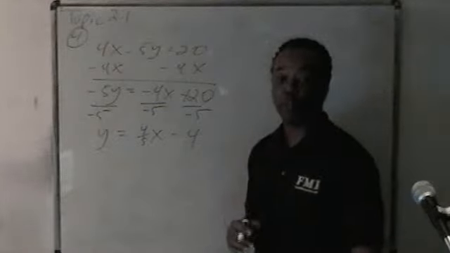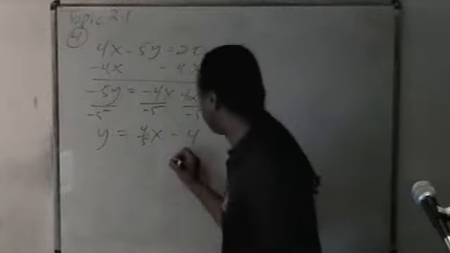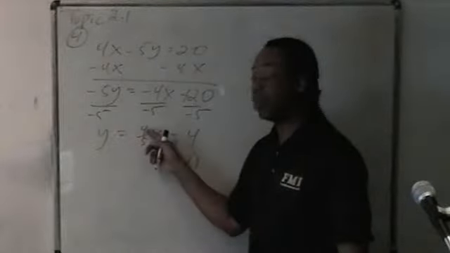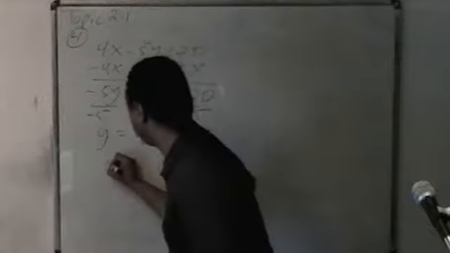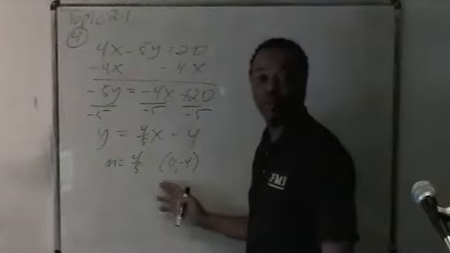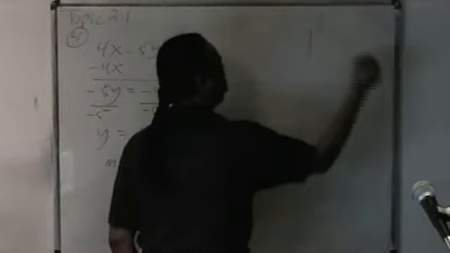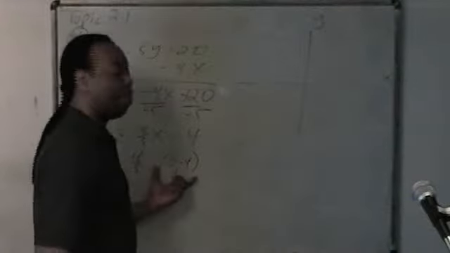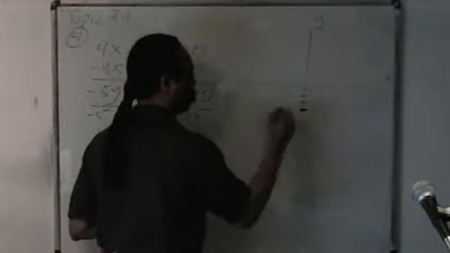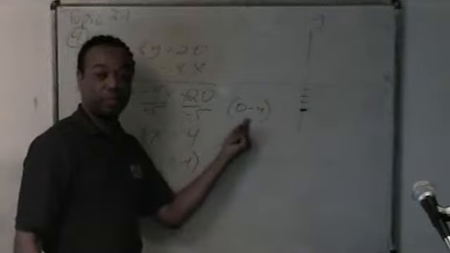The two things I'm going to focus on first is the y-intercept, which is going to be 0, negative 4, and then the slope, which will be 4 over 5. Okay, so let's begin to graph this. My y-intercept of 0, negative 4 is here. Make sure to label each of your points.